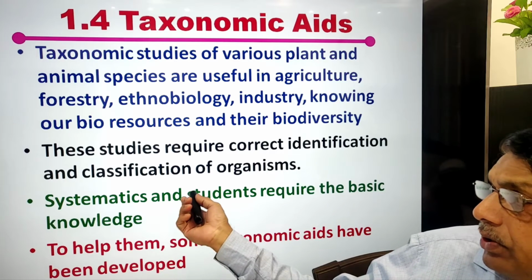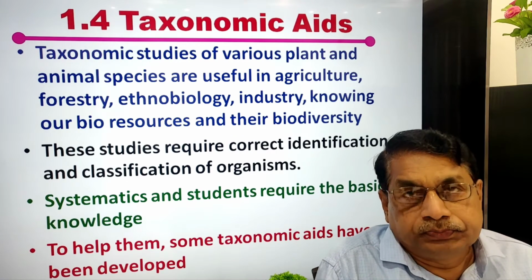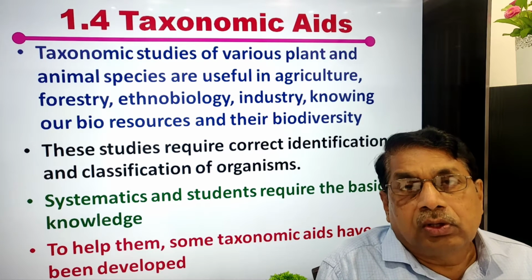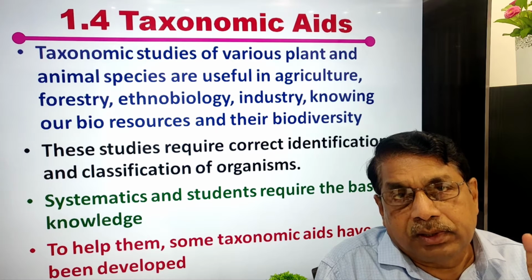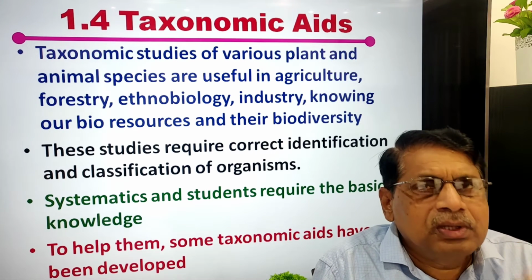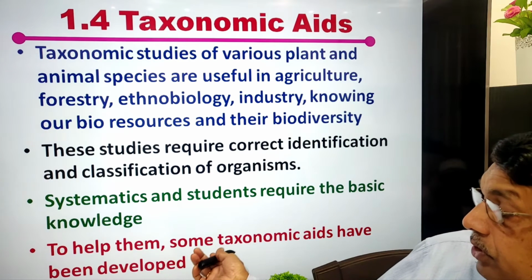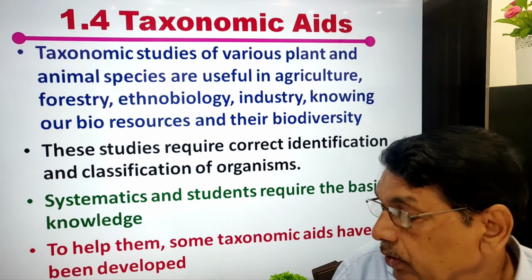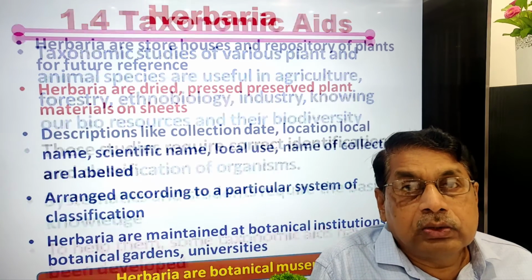Systematics students require basic knowledge of the plants, basic knowledge of the animals. What are the different parts of the plants? What are the different parts of the animals? He must have some basic knowledge. To help them, some taxonomic aids have been developed. What are those aids?